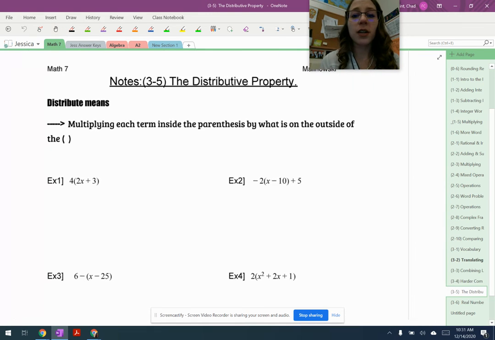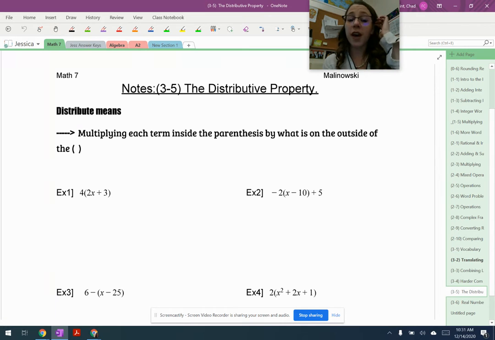Today we are going to take a look at the notes for 3-5, Unit 3, Lesson 5, the distributive property. This is a very important property because, first off, it's super important that it gets its own lesson. All the rest of the properties that we're going to look at in the next lesson are grouped into one lesson. This you definitely use throughout algebra and algebra 2 and a lot of other things.